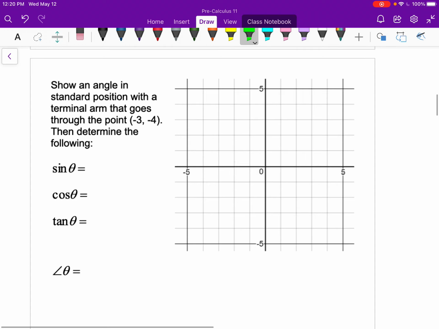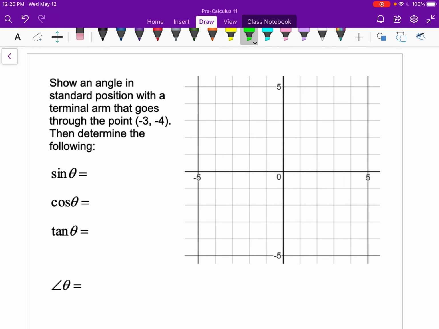All right, so let's look at this. Let's show an angle in standard position that goes through -3 comma -4. So first, let's visualize that. -3 comma -4, that's a point. 3 to the left, 4 down, so I can visualize that quite nicely. And I'm saying the terminal arm of an angle in standard position goes through that point, which means if it's an angle in standard position, it always starts right here. And the terminal arm must therefore look something like this.